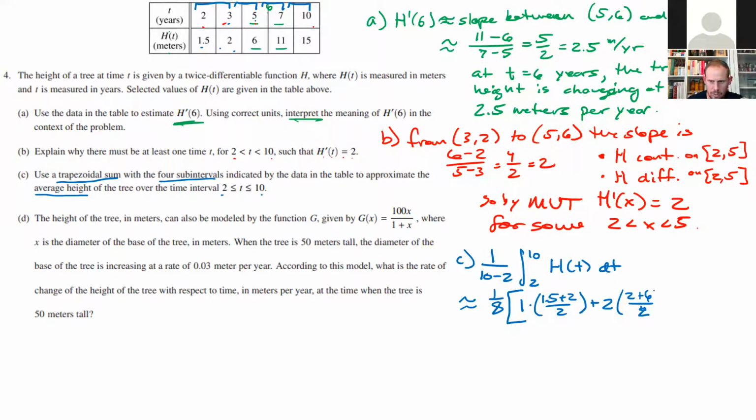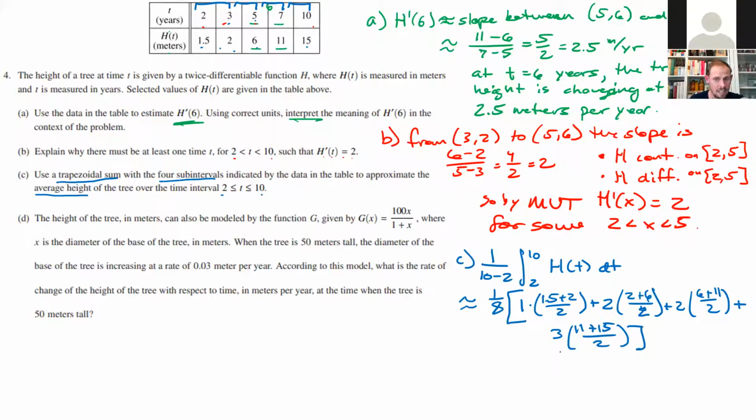I started to write 4, I don't know why. All right, and the next one, we're going from 5 to 7, so that's another 2. The heights there are 6 and 11, so 6 plus 11 over 2, plus the next one, which has a width of 3. So that's 3 times the heights, which are 11 and 15, so 11 plus 15 divided by 2. And whatever that works out to is going to be our answer.